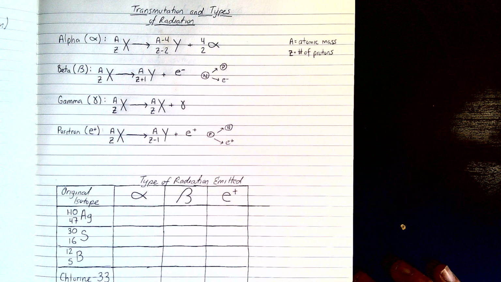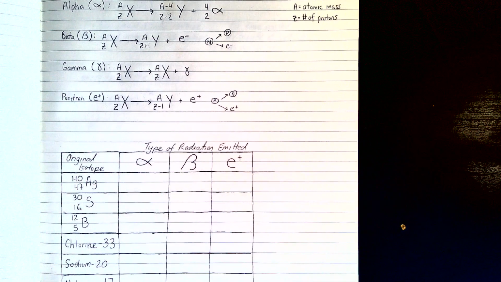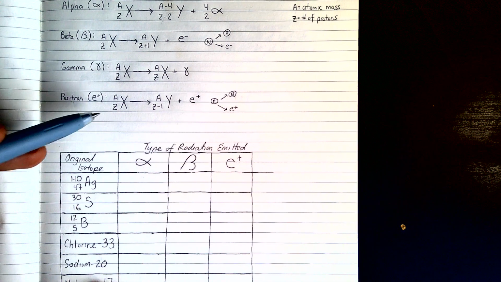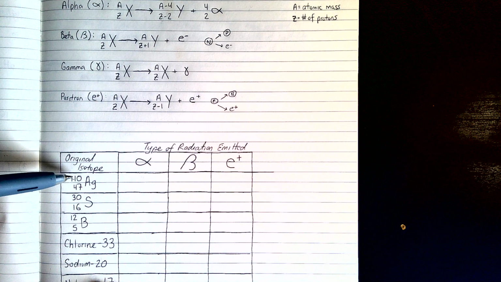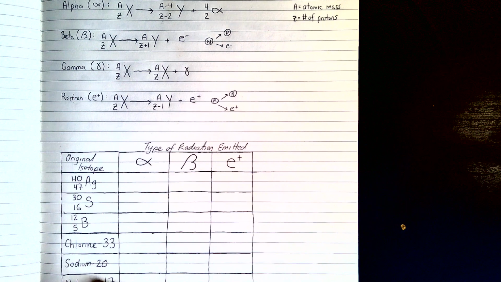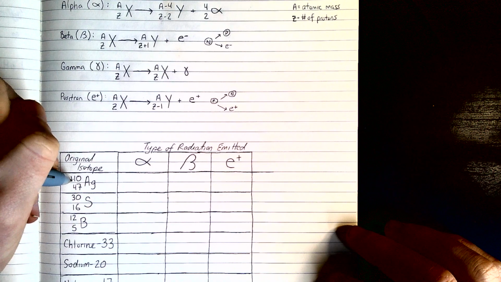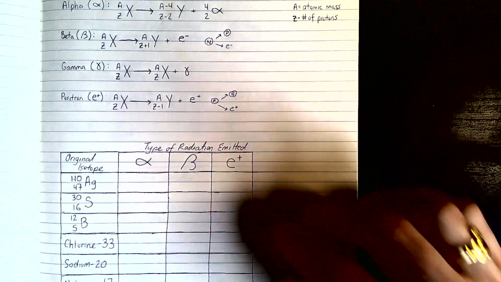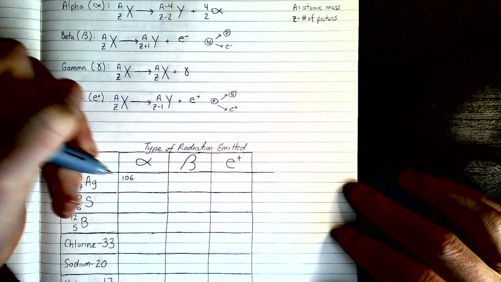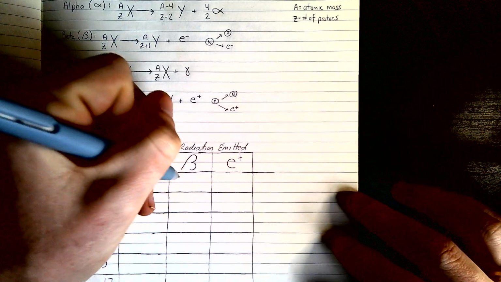Now let's take a look at how they impact transmutation. So, when we're reading a symbol like this with a number on top and a number on bottom, just as we had here, the number on top is mass, the number on bottom is the number of protons. And so we can fill this out for alpha, beta, and positron. For alpha, we start at 110, but my mass will go down by 4. And so we're going to end up at 106. For beta and positron decay, there is no change in mass.